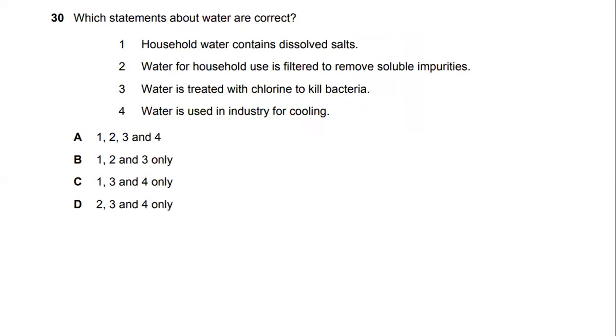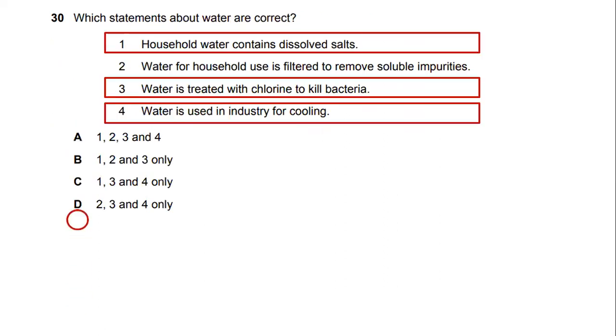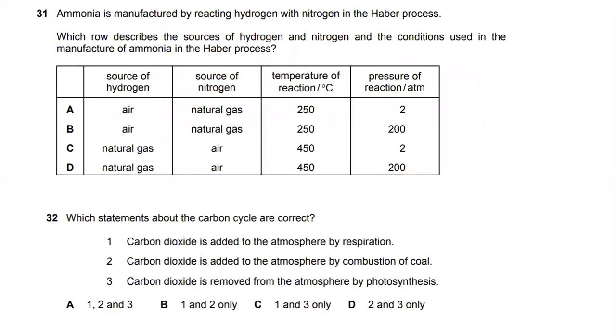Which statements about water are correct? Household water contains dissolved salt. Water is treated with chlorine to kill the bacteria. And water is used in industry for cooling. Water for household use is filtered to remove soluble impurities is not correct. So the correct answer will be 1, 3, and 4.